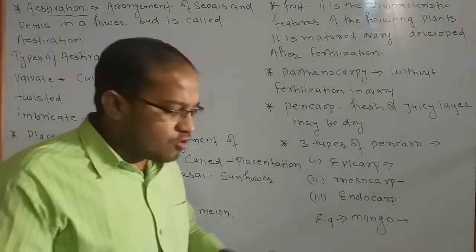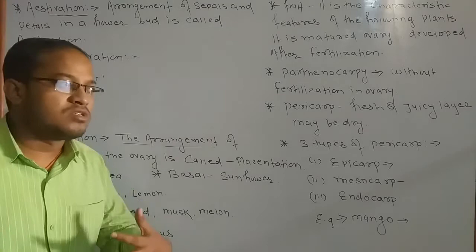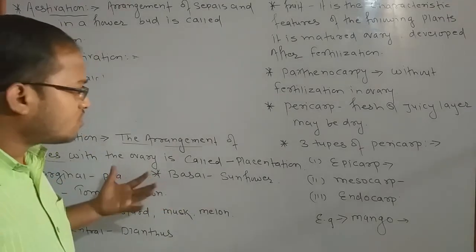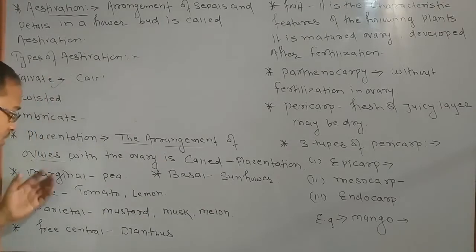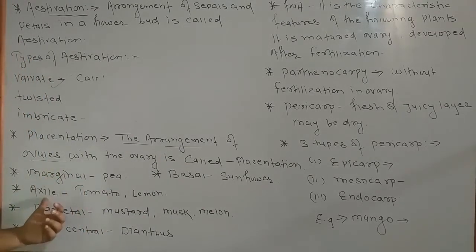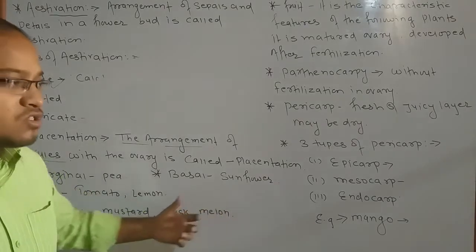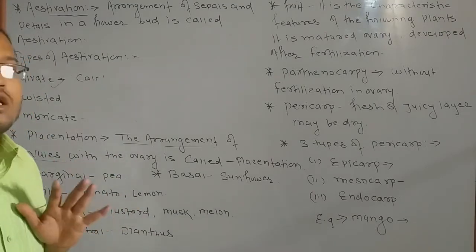यानी जो ओव्यूल्स का अरेंजमेंट होता है ओवरी के अंदर, the arrangement of ovules inside the ovary is called placentation. Generally it is 5 types. अगर हम बात करें तो ये 5 types के होते हैं. The first one is marginal, axial, parietal, free central and basal. Okay, so estivation is generally 4 types but placentation is generally 5 types.